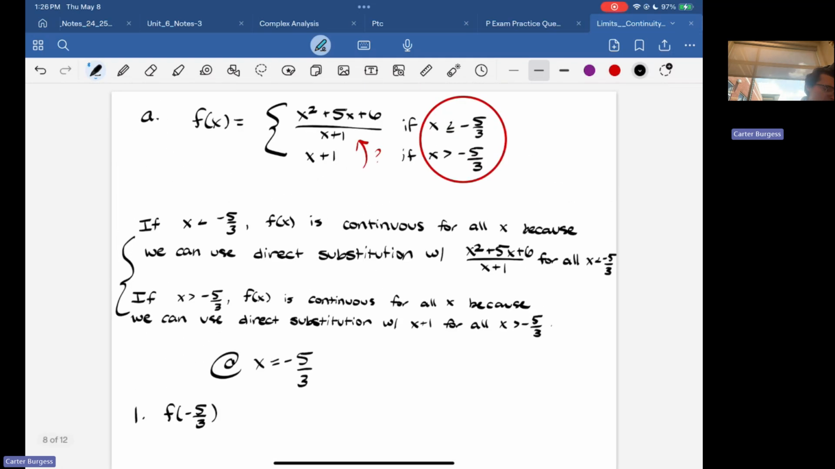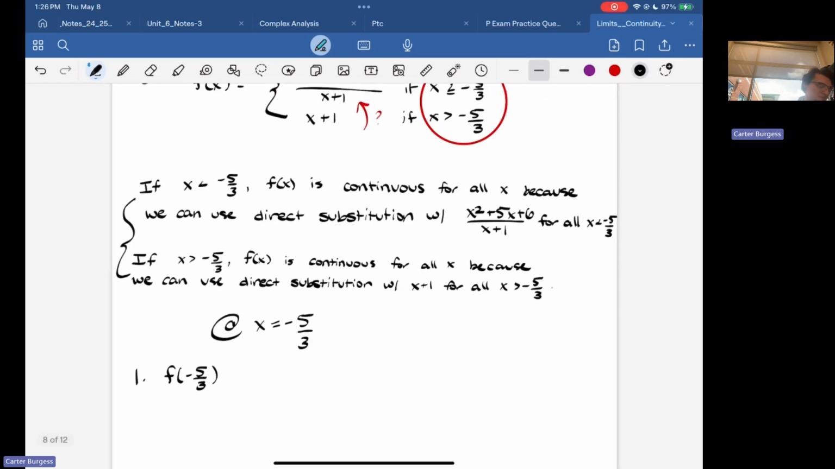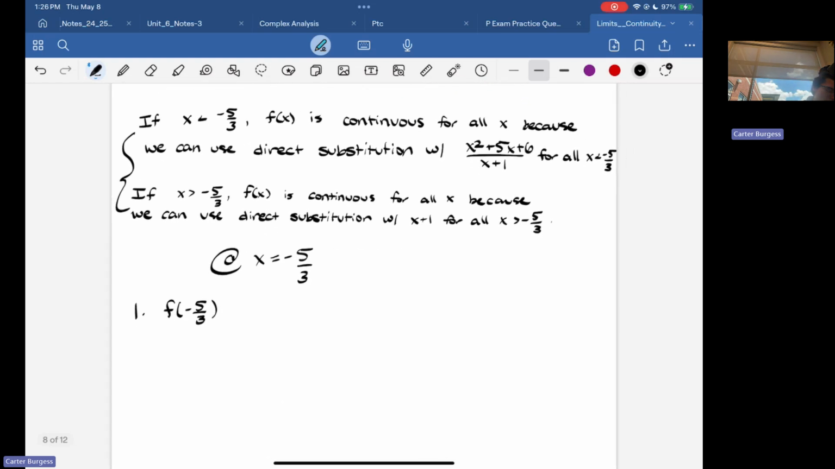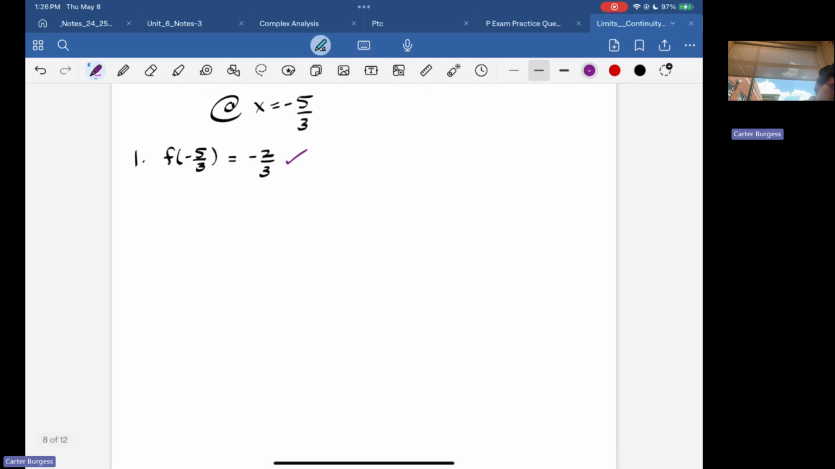Okay, so for f of negative 5/3, which function am I going to use? We'll use the top one, that's the or equal to. Plugging that in, I get that this is negative 2/3. Does negative 2/3 exist? Yes, therefore, first check is good. Our function is defined at that point, which 99.99999% of the time it will be, but it is important to check. It's just a quick little check, just to make sure.